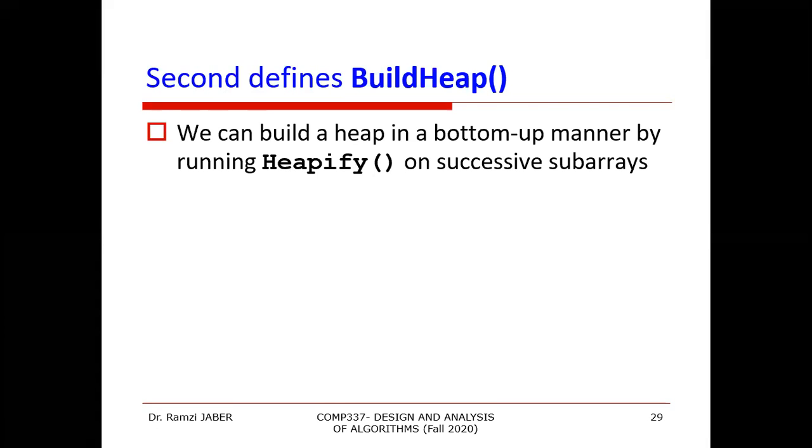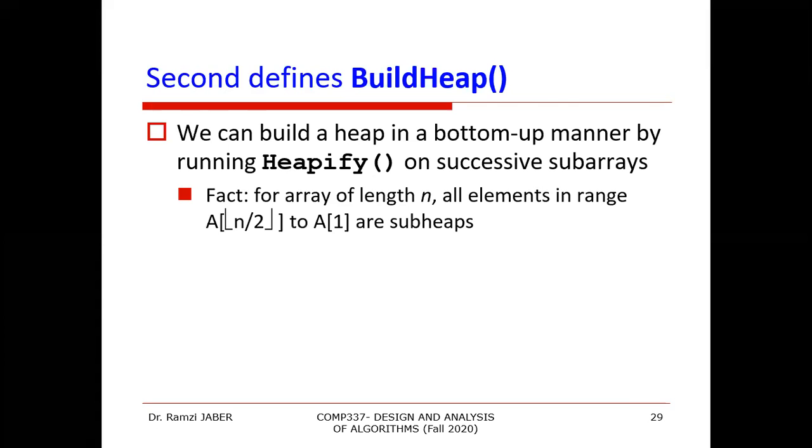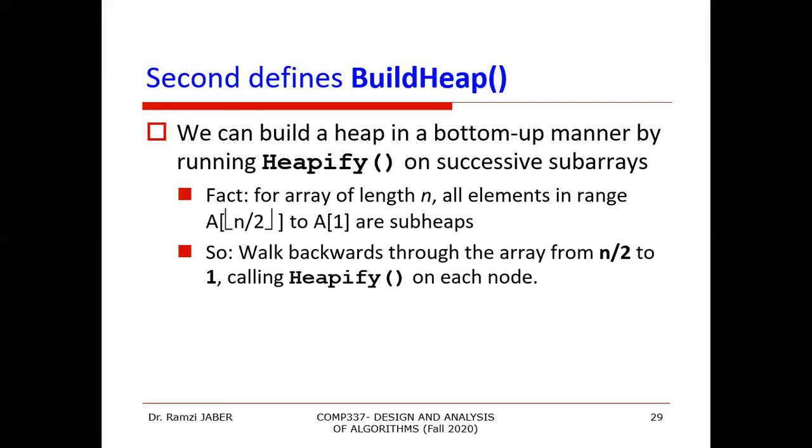من تحت لفوق، ما نعمل له sorting من تحت لفوق، نبلش من تحت. Fact: for an array of length n, all elements in the range n over 2 to 1 are sub-heaps, اللي حكينا عنها قبل. We talked about this. So we have n over 2 sub-heaps. Okay? So walk backward, نمشي بالقلب, through the array from n over 2 to 1, calling heapify on each node.